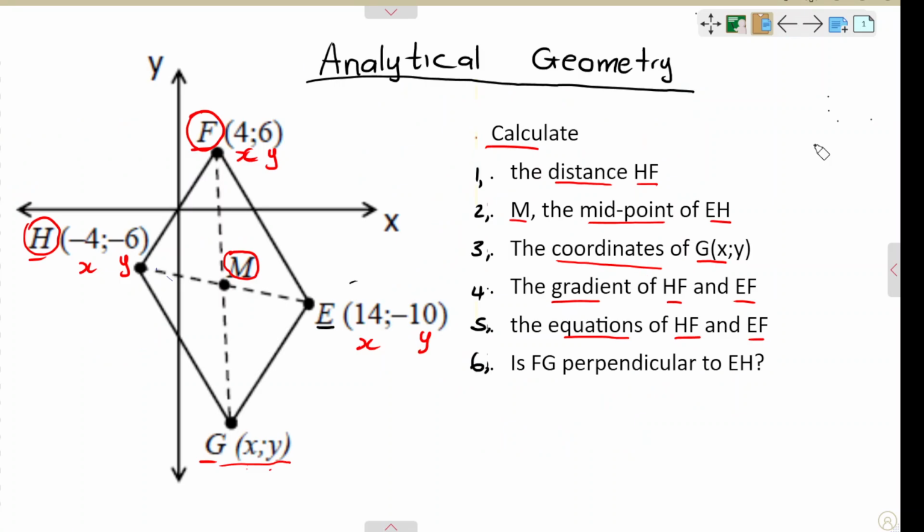In question number 4, we're asked to find the gradient of FH and the gradient of EF. So we're going to look at two lines: HF, which is this positive slope here, and the gradient of EF, which is the negative slope EF. So we have to use the gradient formula.